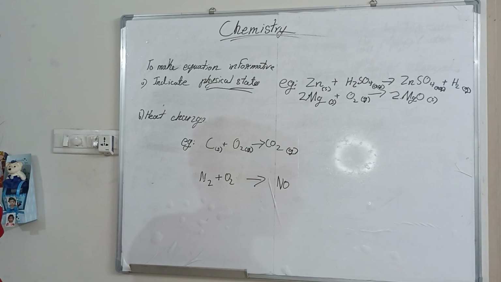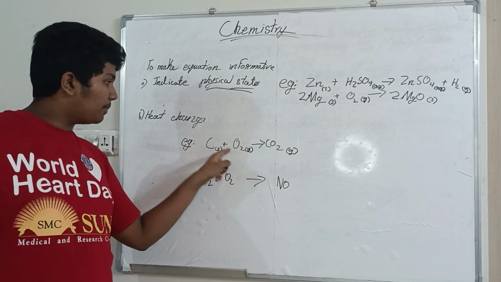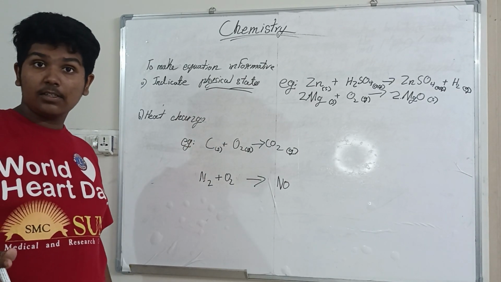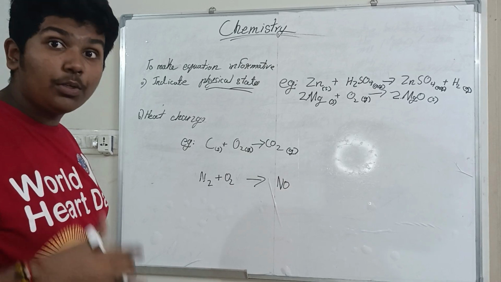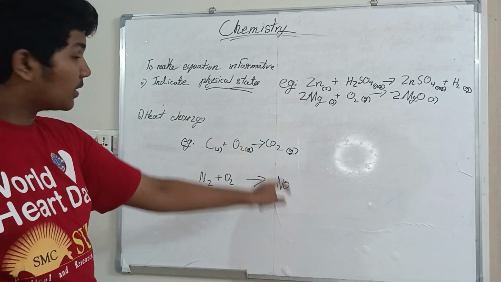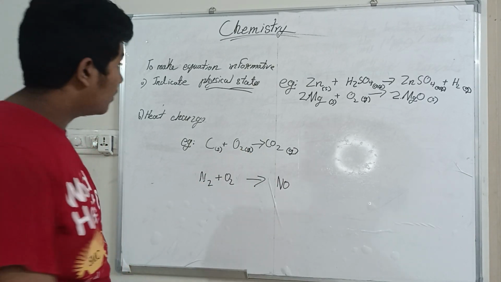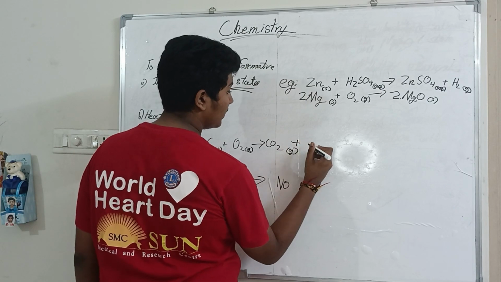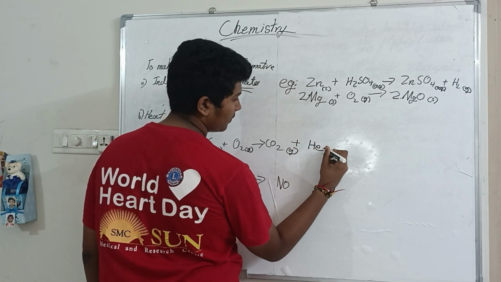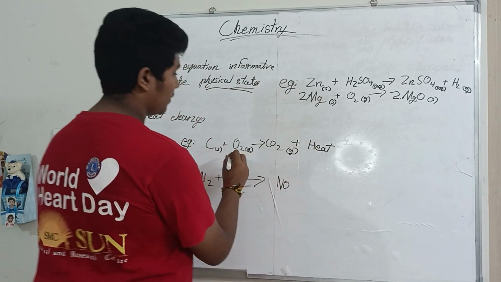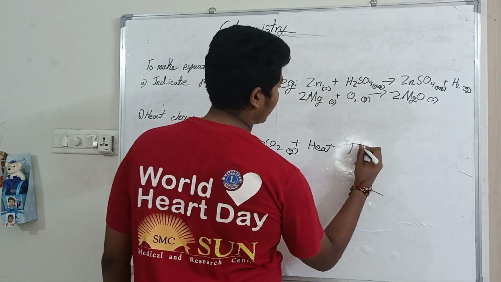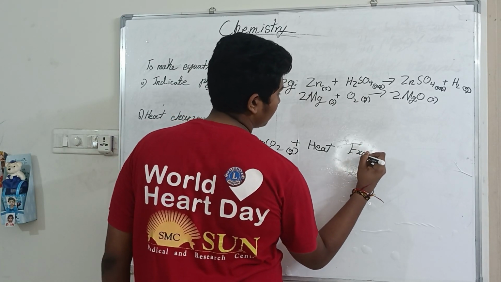Exo, right? How? Because C plus O2 is combining to give up heat, which also forms carbon dioxide, which gives you CO2 plus heat. So this is exothermic. Exo.